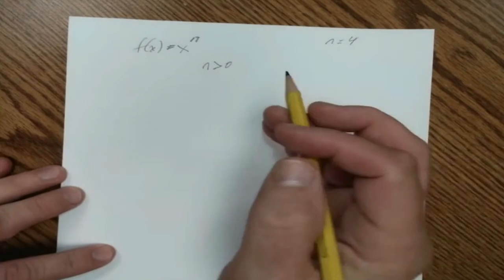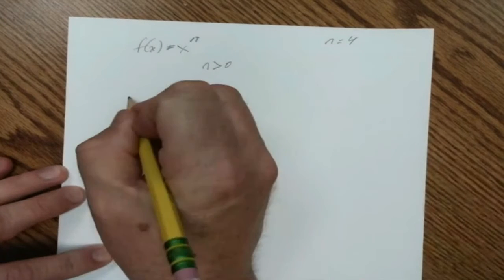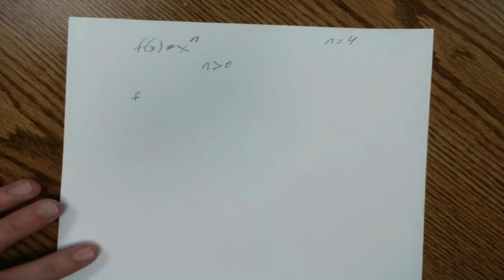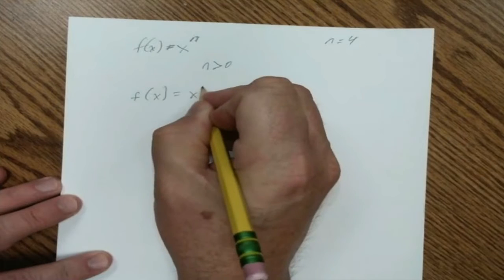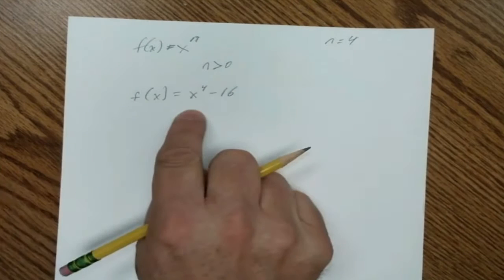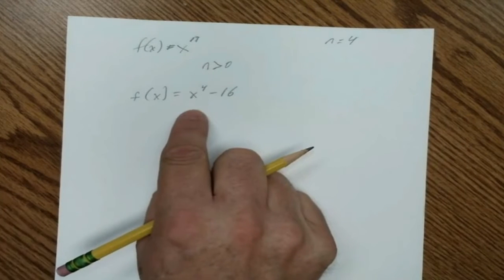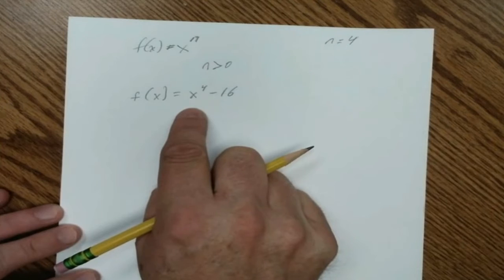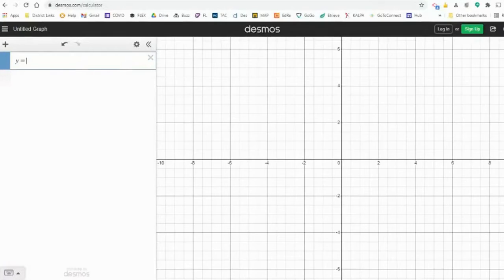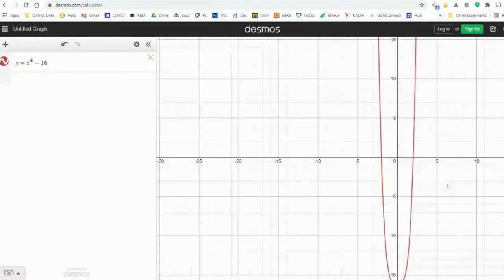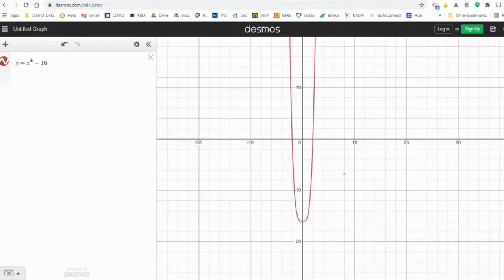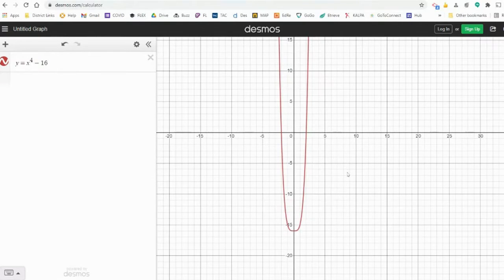Now, let's say that f of x equals x to the 4th minus 16. And we say, yeah, that can have up to 4 zeros. But we know when we graph it, y equals x to the 4th minus 16, we scroll out of that graph, we do not see 4 zeros. We see 2 zeros. But we have introduced complex numbers.